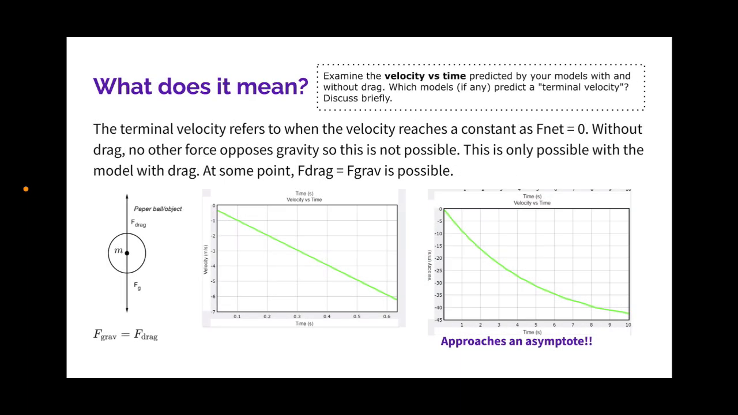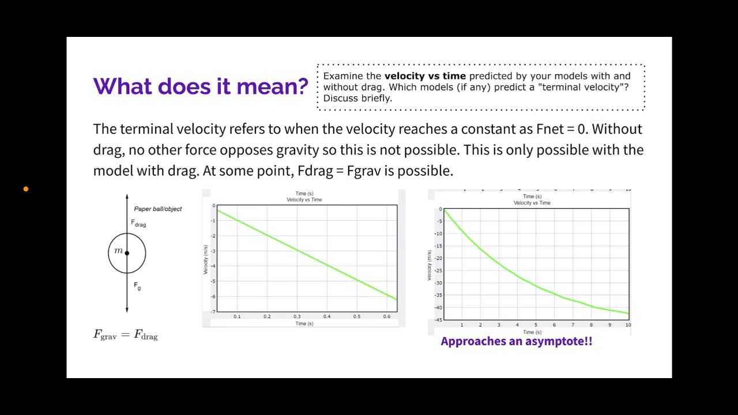When we're asking our questions about what it means and which models, if any, predict a terminal velocity, this refers to when velocity reaches a constant when F net is equal to 0, which means it goes at a constant velocity. Without drag in our first model, no other force is opposing gravity, so that's not possible. It's going to keep going downwards. This is only possible with the model that's with drag.